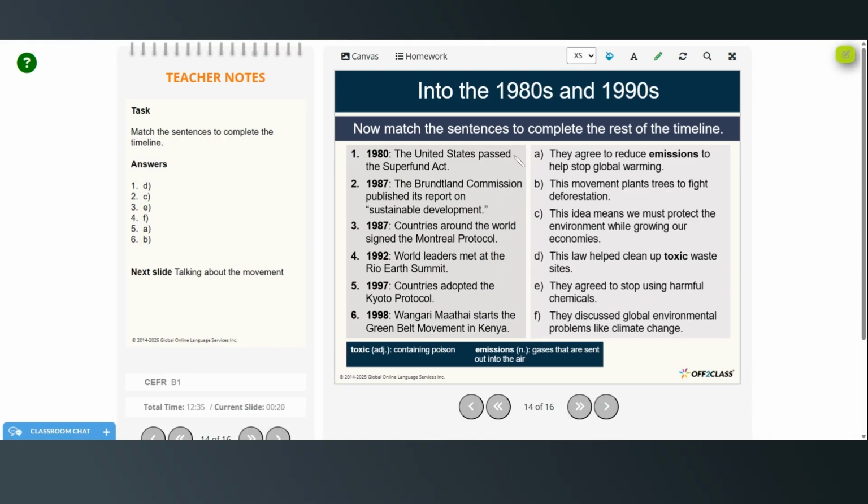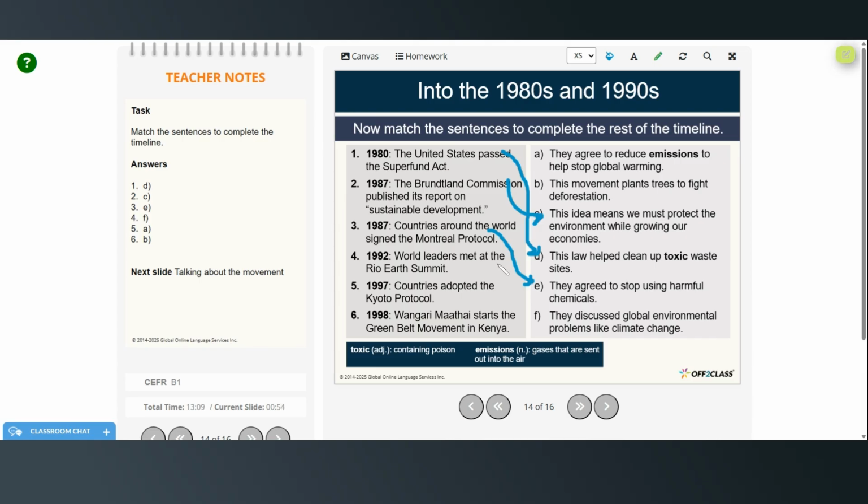In 1980, the United States passed the Superfund Act, and this law helps clean up toxic waste sites. In 1987, the Brundtland Commission published its report on sustainable development, and this idea means that we must protect the environment while growing our economies. 1987 also, the countries around the world signed the Montreal Protocol, so that's letter E. They agreed to stop using harmful chemicals.